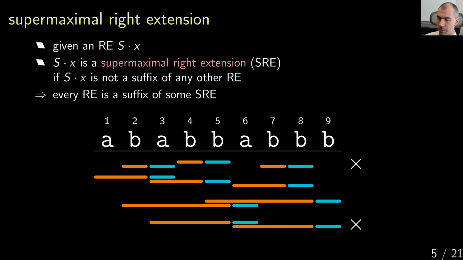So this maximality happens if you look at the property of being a suffix. For instance, if you look at BA, it's actually a suffix of a longer right extension, ABA. And if this is not the case anymore, that you cannot find any longer extension to the left, then you call it a supermaximal right extension. So the right extension Sx is an SRE if there is no other RE such that Sx is a suffix of it. Okay. So every RE is a suffix of some SRE. And we use this property for defining sufficient sets.